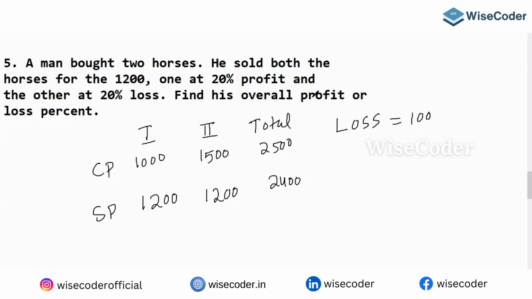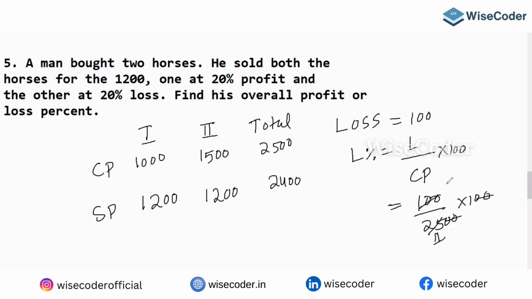How many rupees loss? 100 rupees loss. But he's asking for the profit or loss percentage, so that fellow is going to get a loss percentage. How do we calculate the loss percentage? Loss by cost price into 100. Yes or no? The loss is 100, the cost price is 2500, into 100. Two zeros cancel, 25 ones are 25, 25 fours are 100. So the loss percentage is 4%.